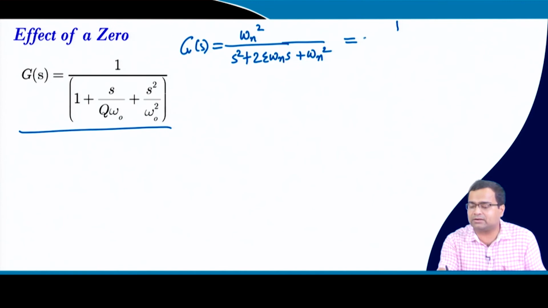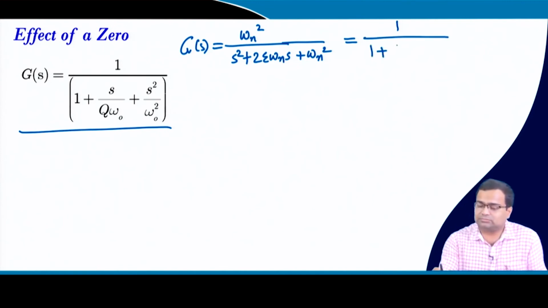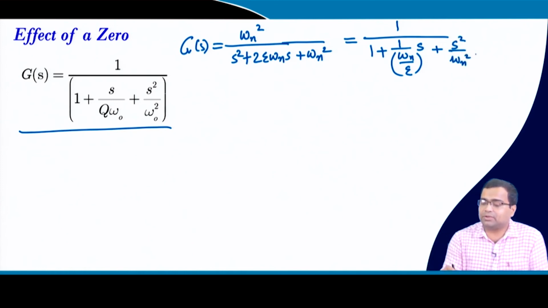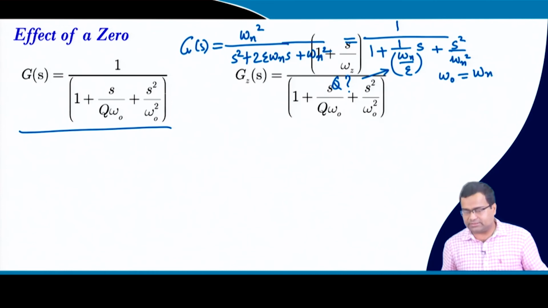So, you will get 1 divided by 1 plus, 1 by what will you get? You will get s over (omega n times zeta) plus s squared by omega n squared. Okay. So, from here you can relate what is my Q. Our omega 0 in this case is nothing but omega n. So, you can relate all this.